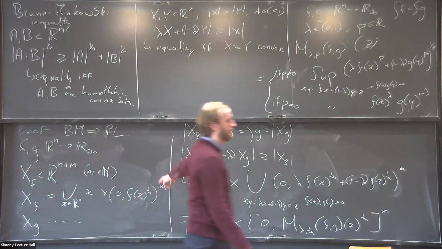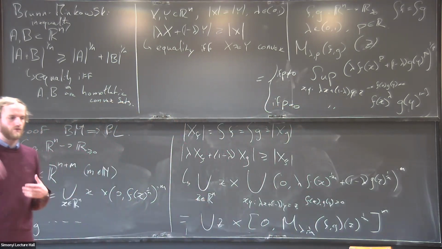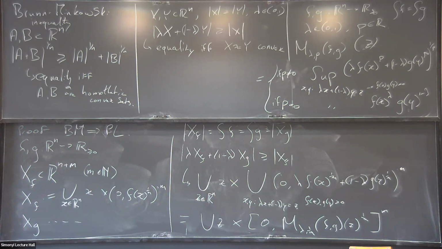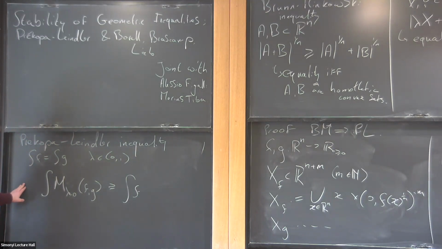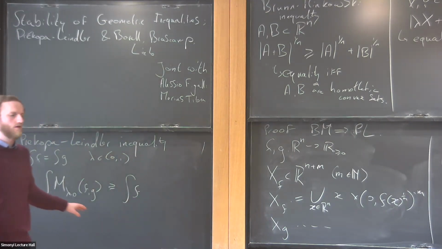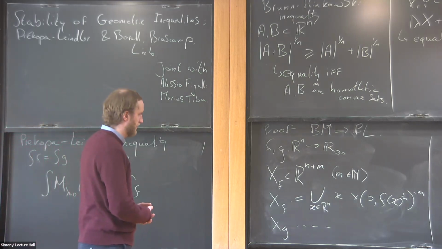And so this proves Prékopa-Leindler using Brunn-Minkowski in increasingly high dimensions, which motivates the perspective that Prékopa-Leindler is just sort of an infinite dimensional version of Brunn-Minkowski, given some symmetries in the sets that you're working with.